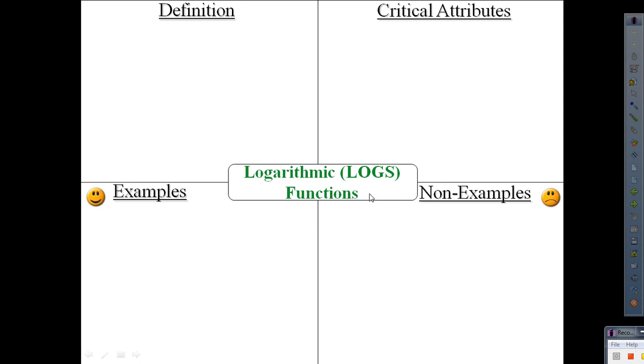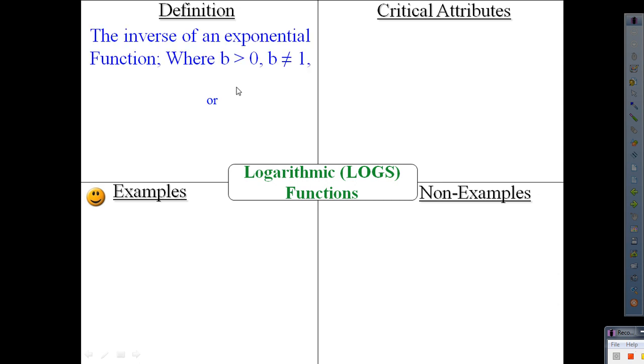So what are logarithmic functions? Get your foldable ready. I'll give you some time. Pause your video in the meantime. All right, so what are logarithmic functions? Well, logarithmic functions actually come from trying to answer the question in exponential functions. That's why the definition for logarithmic functions is the inverse of an exponential function, where b has to be greater than 0, but it cannot be equal to 1. And remember that b we consider the base.